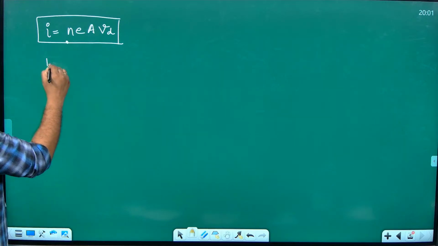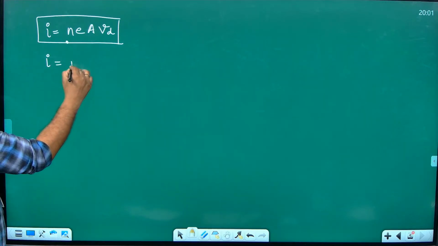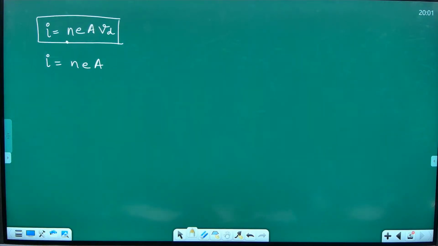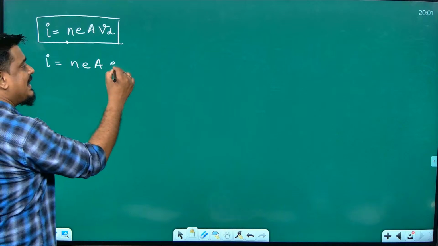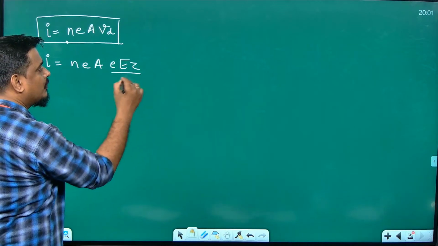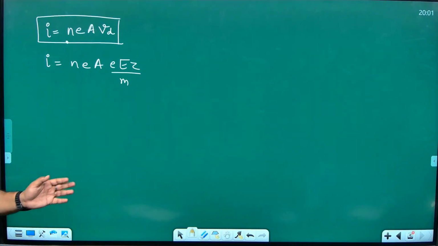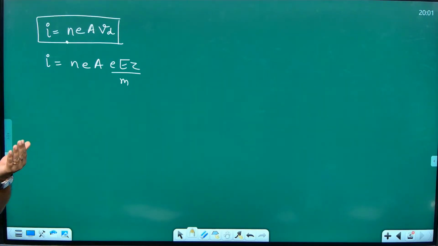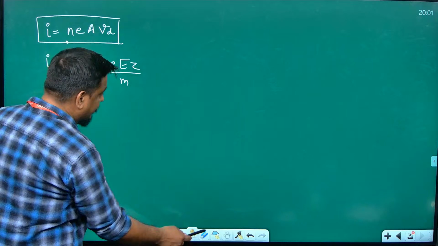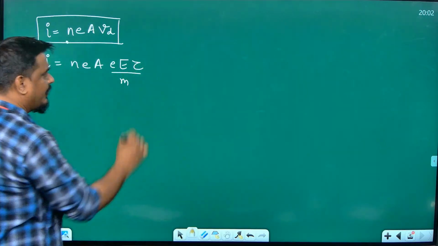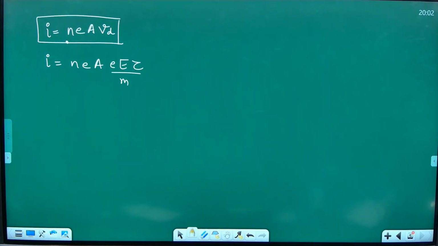Coming back, I will become equal to nA. We just now found the formula of Vd. Its magnitude is eEτ/m. I can put the negative also, but the negative just indicates that the drift velocity is in the opposite direction of the electric field, nothing else. So I'm just writing its magnitude, eEτ/m. Now please pay attention. I'll give time for writing.